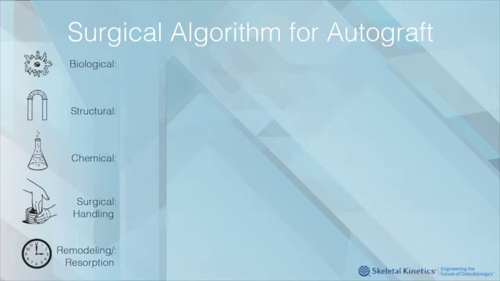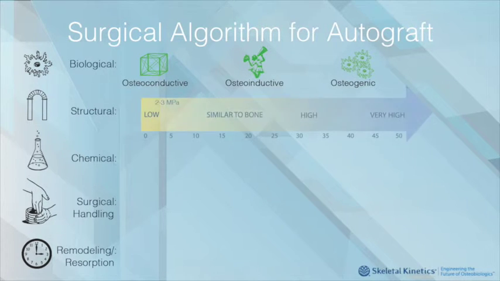Looking at the surgical algorithm for autograft, we see biologically it has all 3 bone-forming qualities: conductive, inductive, and osteogenic. Structurally, it shows low strength, only 2 to 3 megapascals. As we see, bone strength is between 5 and 22. The reason why it's lower, even though it is bone, is often it loses strength during the harvesting process. Chemically, it is bone, so obviously it is like bone.